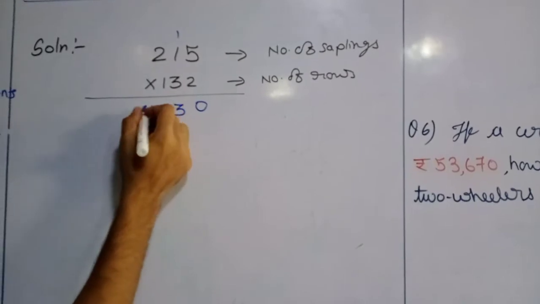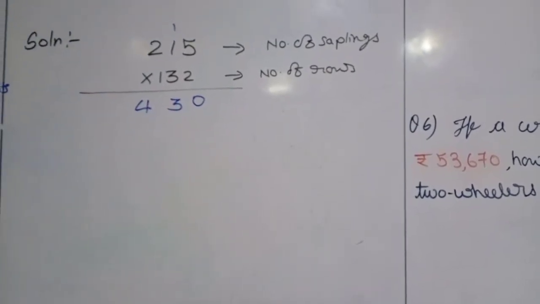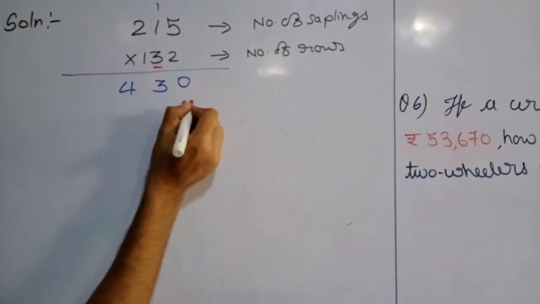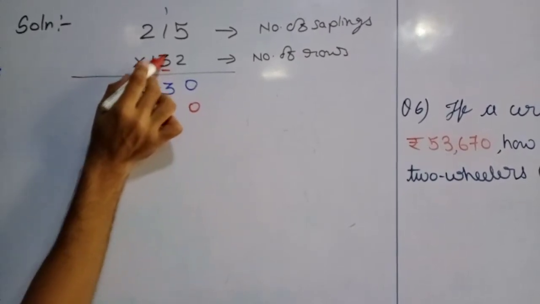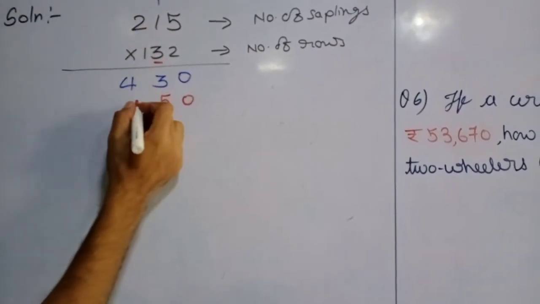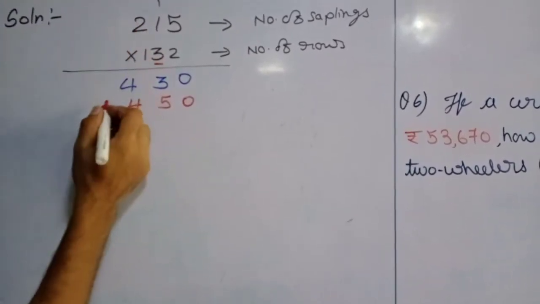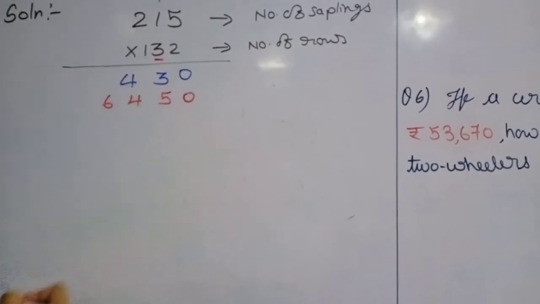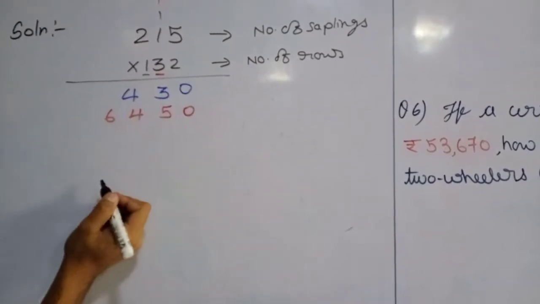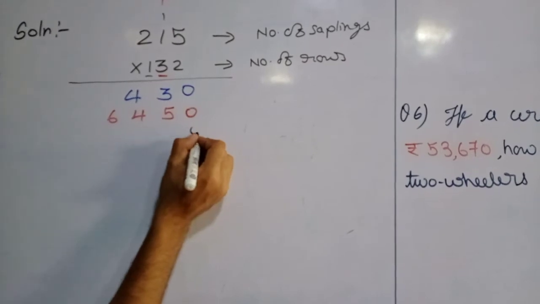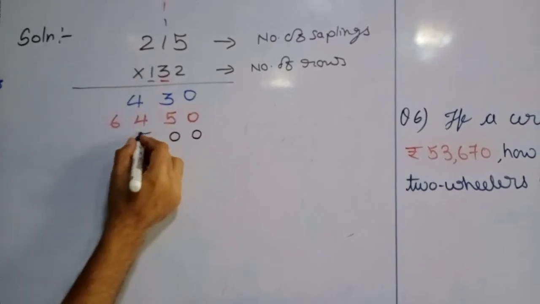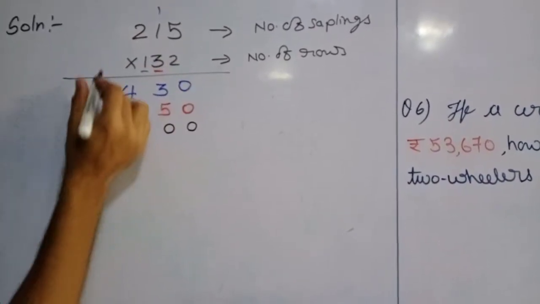2 2s are 4. Now we have to start with the digit at the tens place, that is 3. So we have to put 0 at the unit place. Now we start. 3 5s are 15. 1 carry, 3 1s are 3 plus 1, 4. 3 2s are 6. Again we have to multiply by the digit at the 100 place. So whenever we are multiplying by the digit at the 100 place, we have to put 0 at the unit as well as at the tens place.